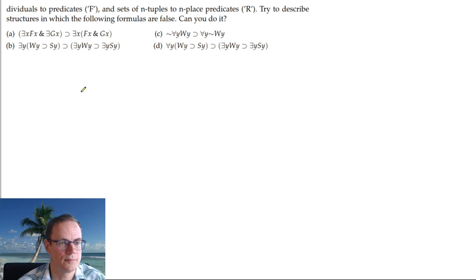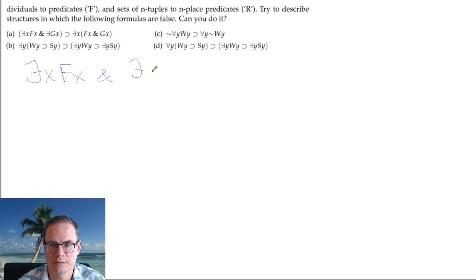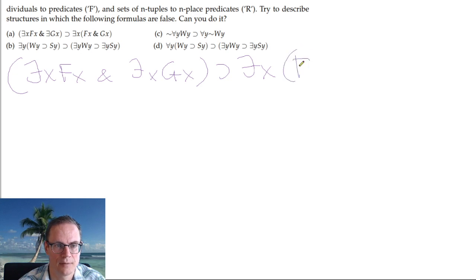Let's now try to make formulas false. In fact, let's start with A. A says there is an x, Fx, and there's an x, Gx. There's a typo there. Horseshoe, there's an x such that Fx and Gx. Okay, let's try to clarify what this says.